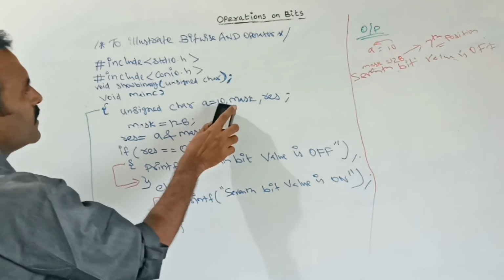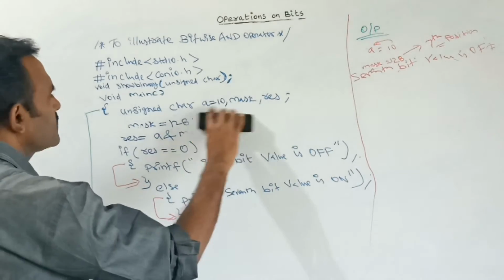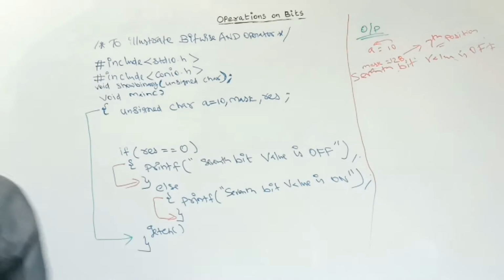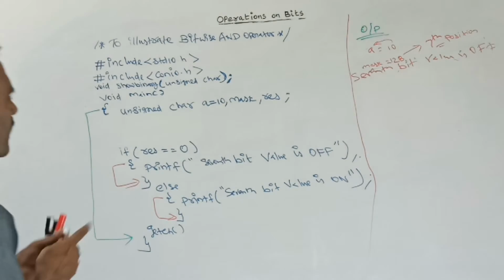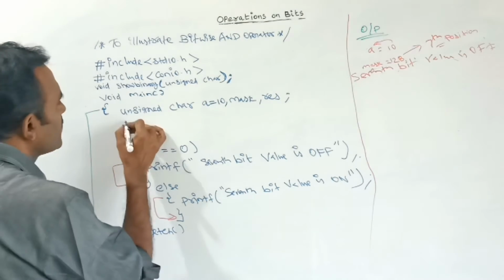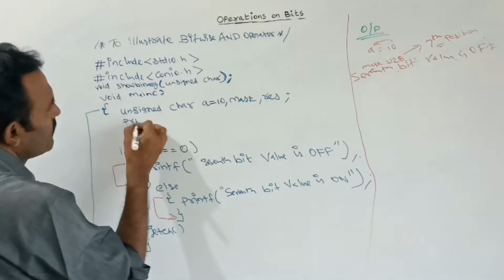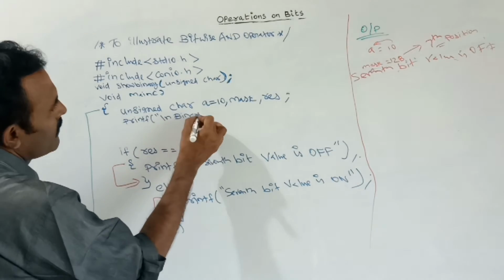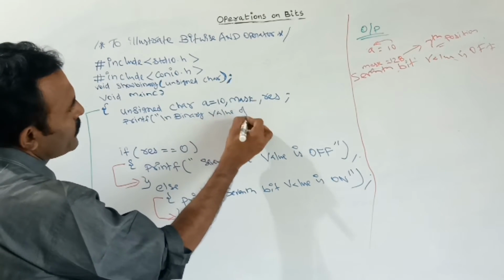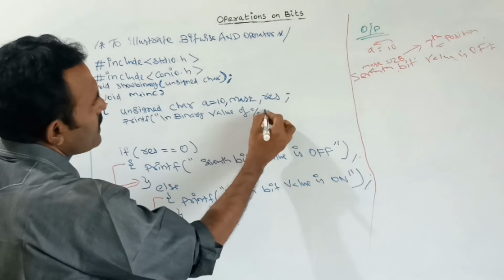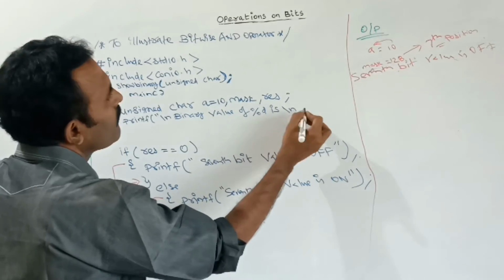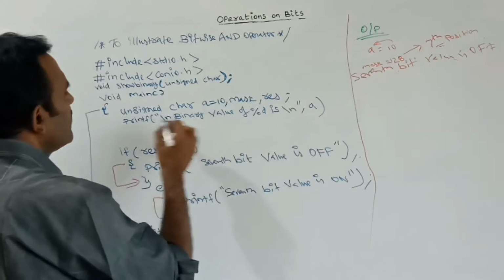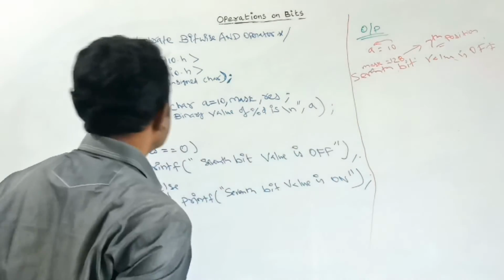I am giving the value a is equal to 10. Next I want to print the binary value of this a. So here I can use another printf statement: printf binary value of %d. Here a. That value will be printed here on the display screen.